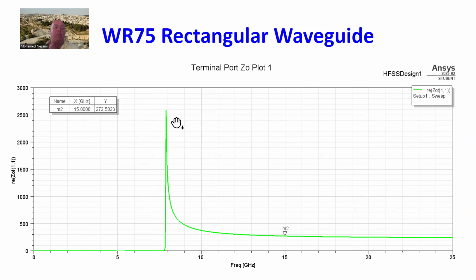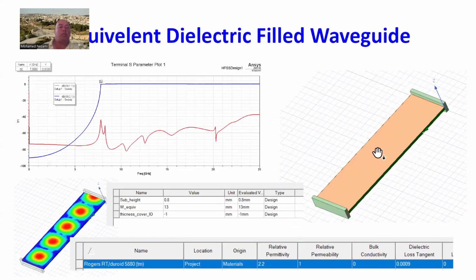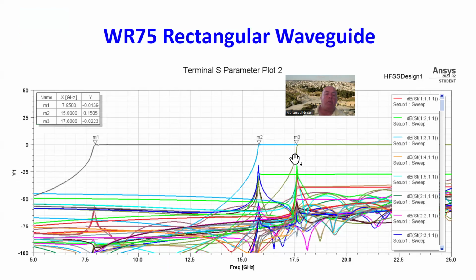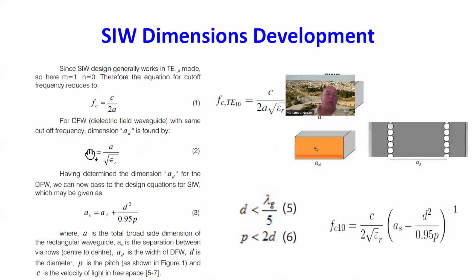Basically, at cutoff, it's infinite, and then it starts to come down, and it becomes flat within the desired operating mode. Next, we designed basically an equivalent dielectric filled waveguide, which is basically take a substrate. In this case, I picked Rogers Duroid 5880 with a dielectric constant of 2.2, okay, and a loss tangent of 0.0009. And what I did is I designed the parameters based on this equation in here, okay?